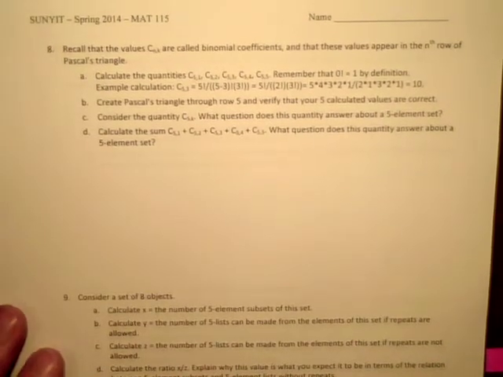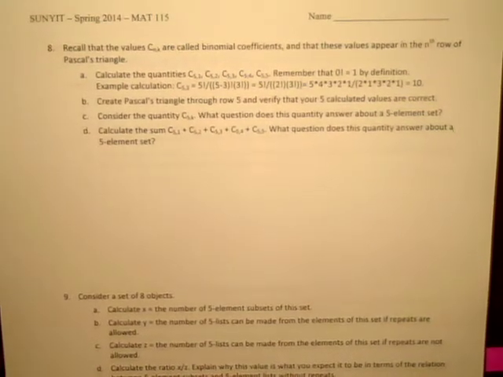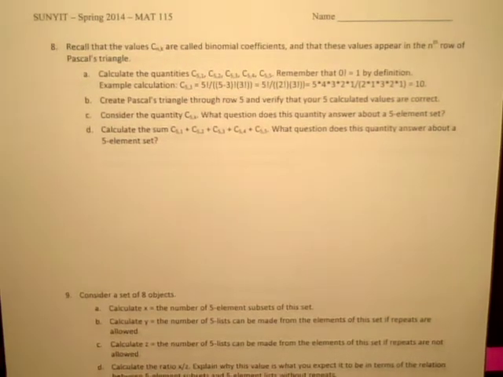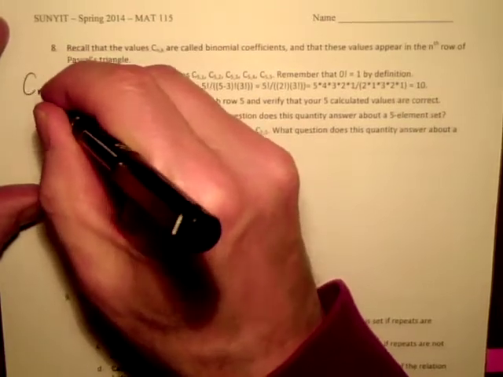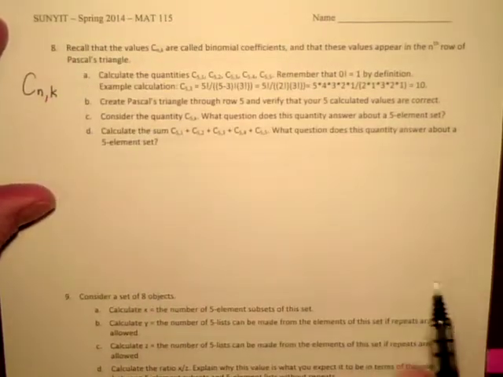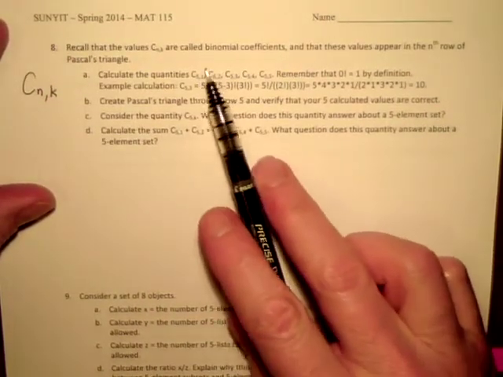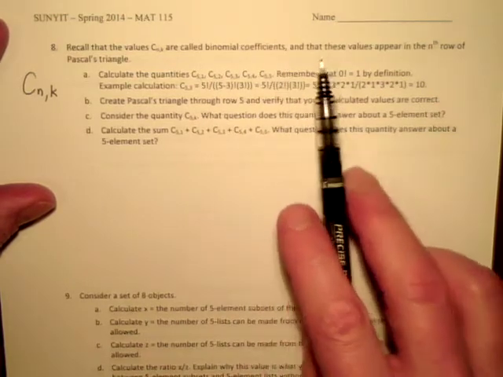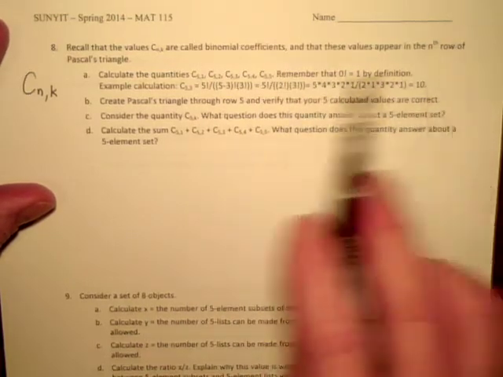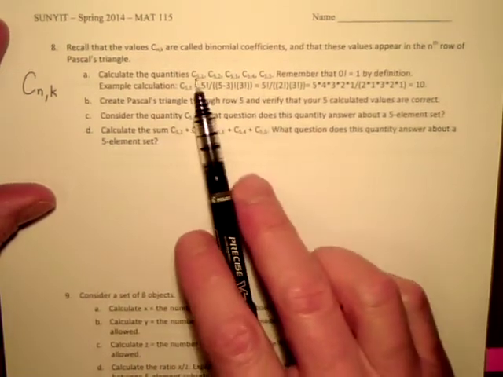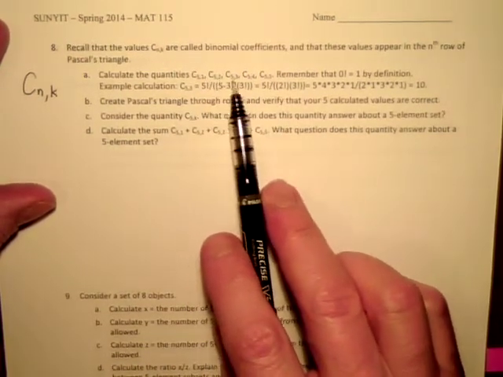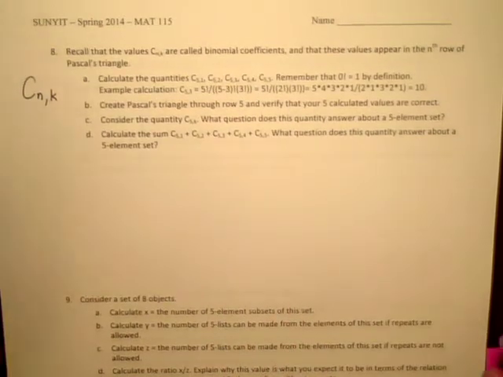Okay, here's more from the midterm number 3 review sheet. This one says, recall that the values C(n,k) are called binomial coefficients, and that these values appear in the nth row of Pascal's triangle. It says calculate that whole fifth row: C(5,1), C(5,2), C(5,3), C(5,4), and C(5,5).